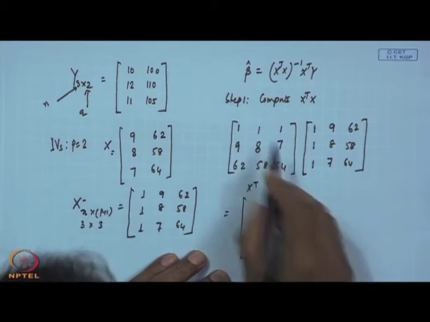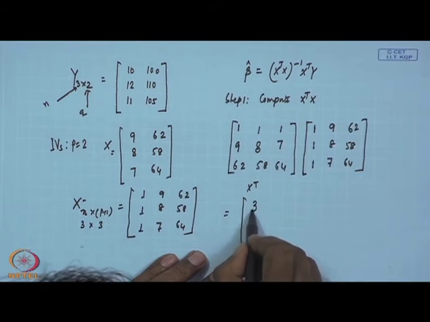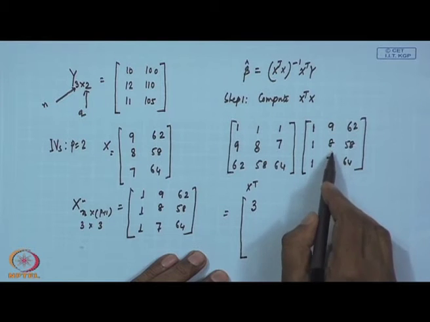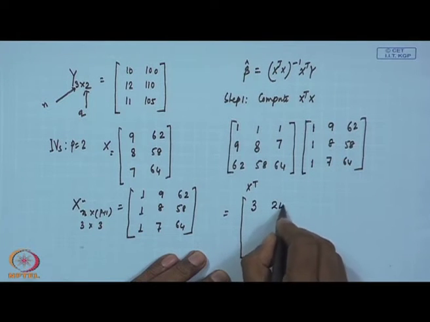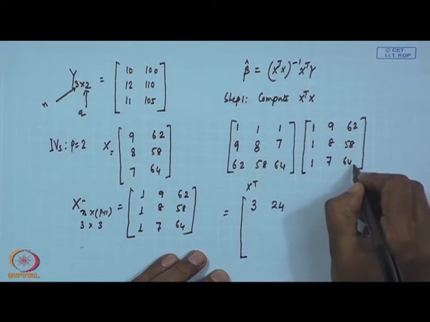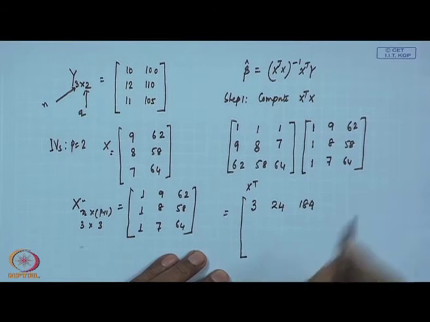What will be your multiplication? 1 into 1 plus 1 into 1 plus 1 into 1. So this will be 3. Similarly, 1 into 9, 8, 7. So 9 plus 8 plus 7, this will be 24. Similarly, the third one is 62 plus 58 plus 64, this will be 184.